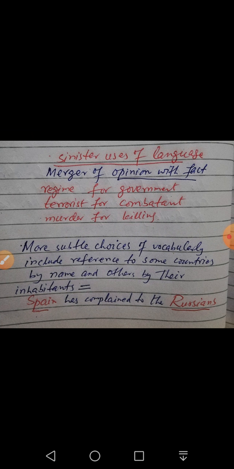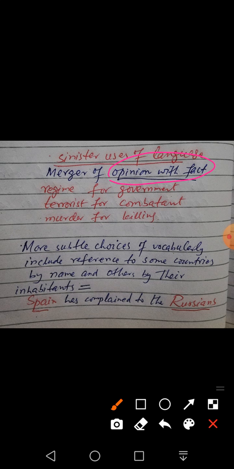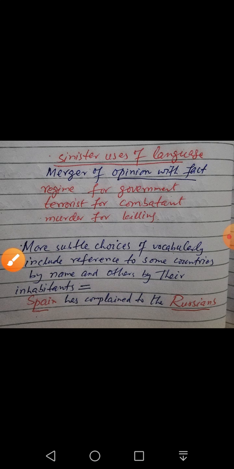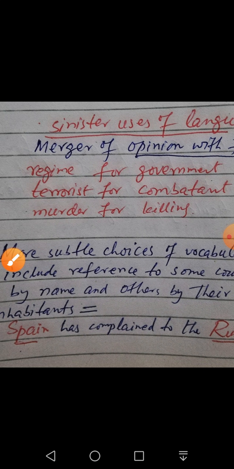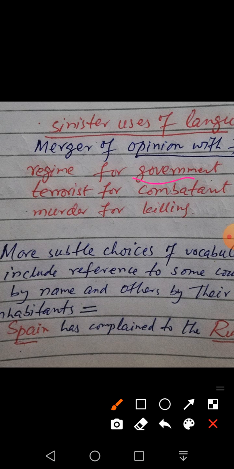Now I'm going to give you a few examples of sinister use of language. First, merger of opinion with fact. This is one of the very important uses of language in sinister ways. If you listen to a news bulletin on BBC or CNN, and Western countries want to bring some government into disrepute, so instead of saying the government of, let's say, Saddam Hussein, they will say regime. The word regime has some negative connotation. Although they are synonymous terms in a way, it is a strong term.